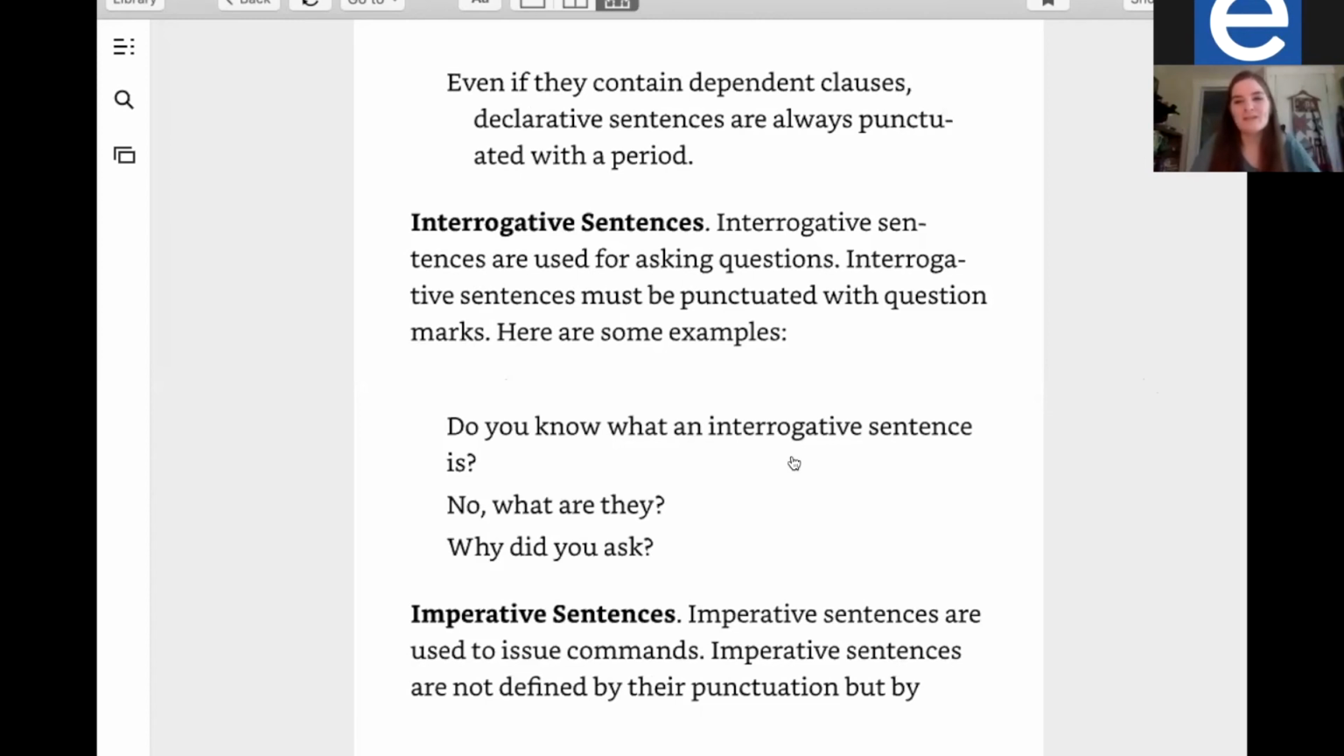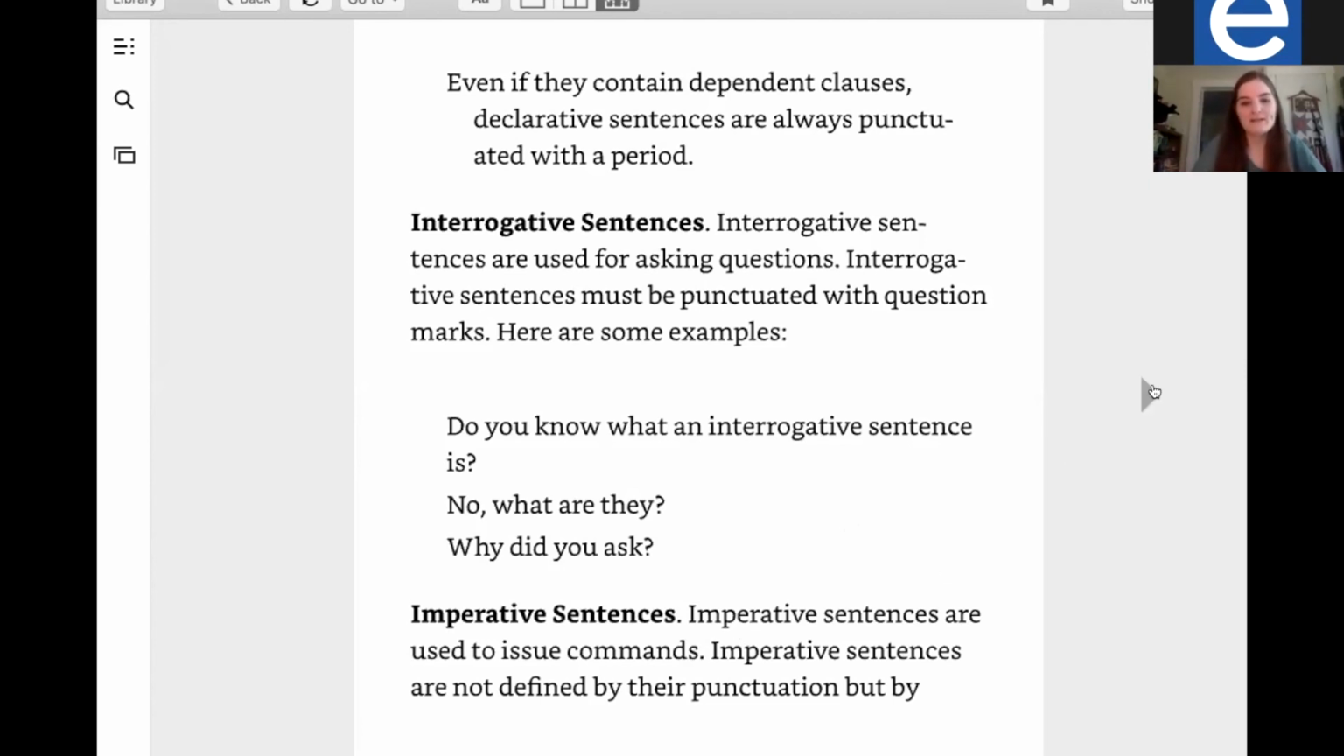We have another type of sentence that you might encounter in our reading and writing test, which are interrogative sentences. Interrogative sentences are used for asking questions, so they must be punctuated with a question mark. All of you should know what a question mark is and how to identify if something is a question, if it's asking something.